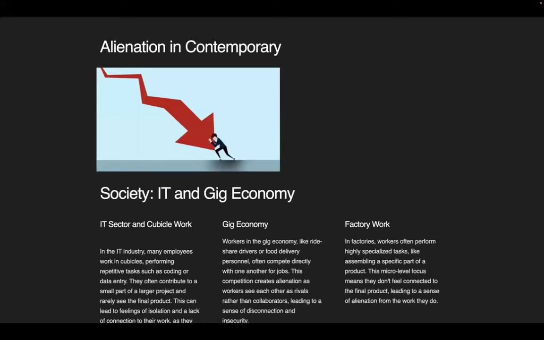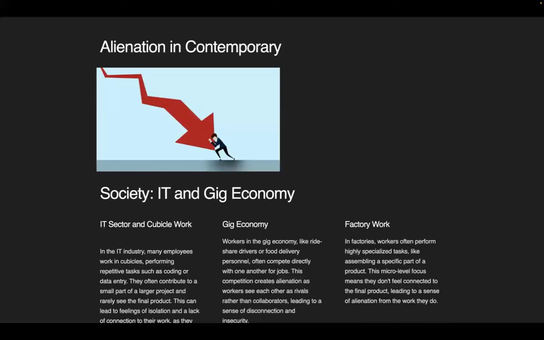Now we will see the contemporary relevance. The first relevance is in the IT sector, or cubicle work. Often in the IT industry, many employees work in cubicles, performing repetitive tasks, such as coding in a very small space or very small niche. They are not allowed to work end to end. They often contribute to a small part of a large project and rarely see the final product.